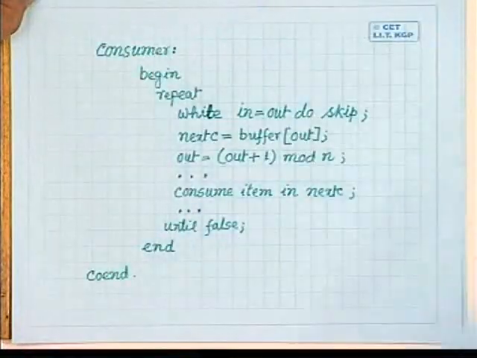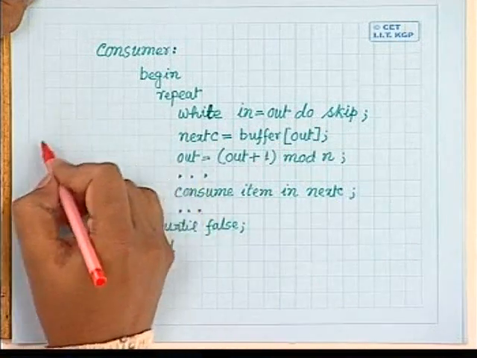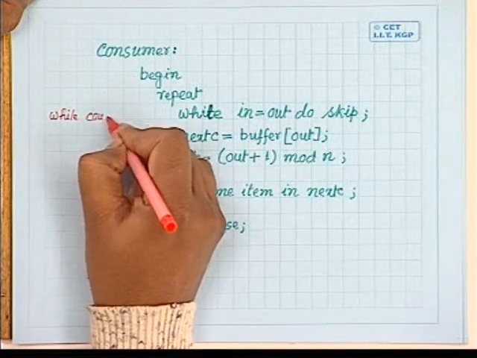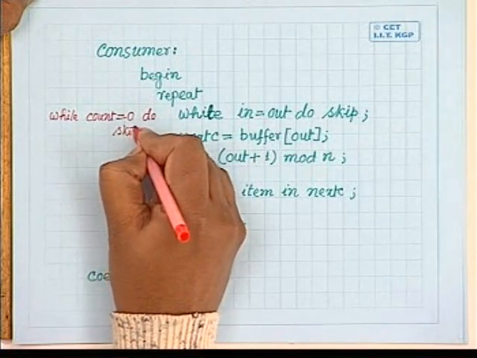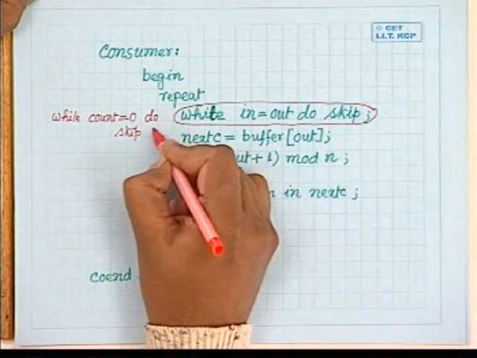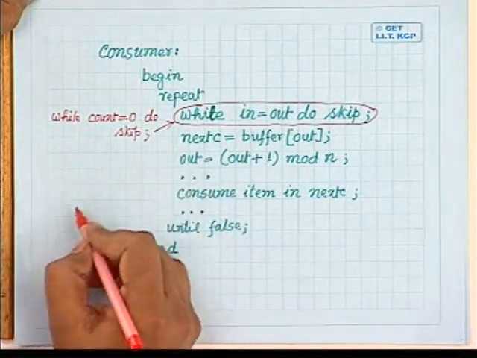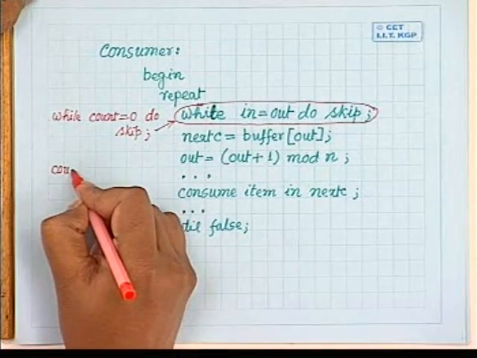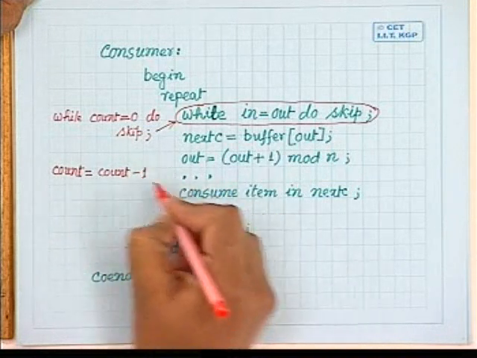Similarly, for the consumer process, instead of checking while in equal to out, we have to check while count equal to 0. This will replace this statement. Then the others remain as they are. And the additional statement we have to insert is, because now the consumer is consuming an item from the buffer, it has to decrement the value of the count. So it has to make count equal to count minus 1. This statement has to be inserted here.